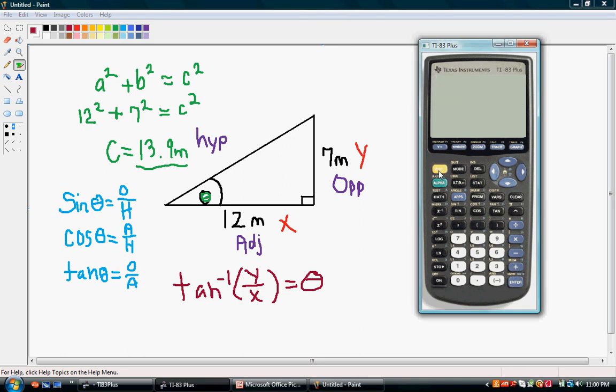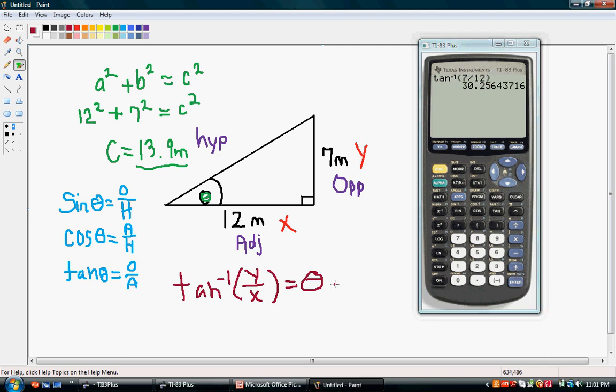Alright, to do inverse tangent, first actually, you need to go to mode and make sure you're in degree mode. If you're in radian mode, it's going to give you an entirely different number. So now that we're in degree mode, we're going to go to second, tangent, and then just do our y over x. Y is 7 over x, which is 12, and we're going to press enter.